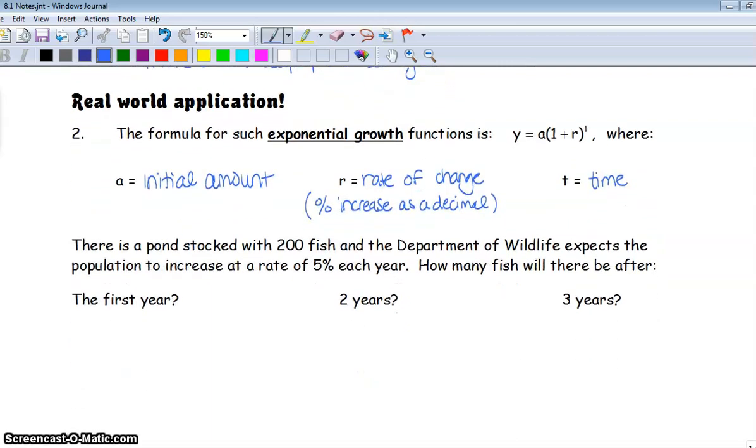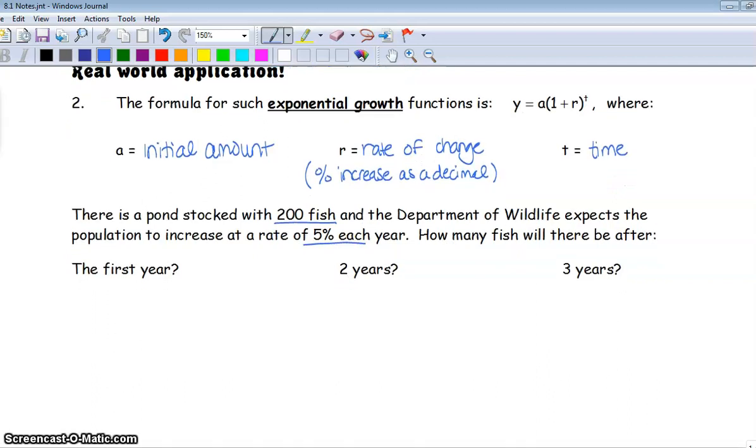So there's a pond stocked with 200 fish, and the Department of Wildlife expects the population to increase at a rate of 5% every year. We want to find out how many fish there will be after the first year, 2 years, and 3 years. So we go back to our original equation. We've got y equals, a is representing our initial amount, and in this case we're starting with 200 fish. And then we've got 1 plus our rate. So now here we've got a rate of 5%.